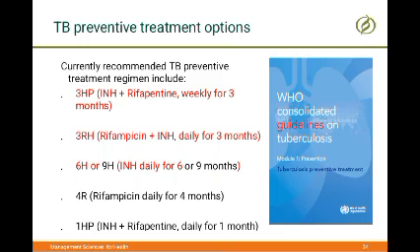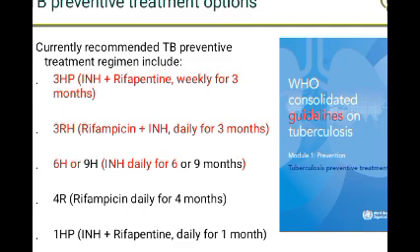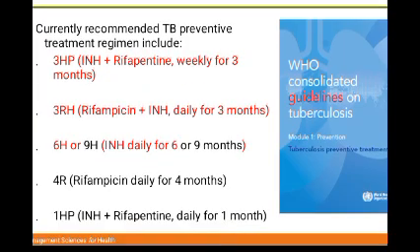TB preventive treatment option. Currently, recommended TB preventive treatment regimens include 3-HP, or isoniazid plus rifampicin weekly for 3 months; 3-RH, or rifampicin plus INH daily for 3 months.